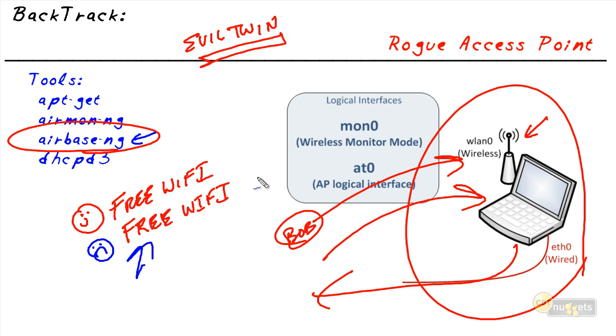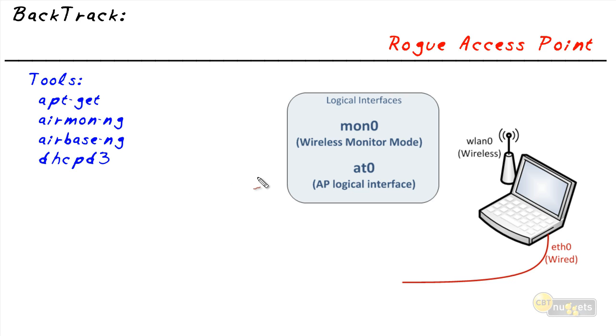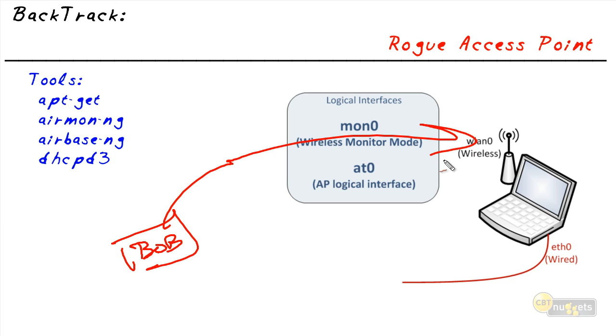The other item is, what if we're at a coffee shop or somewhere else and we want to use a wireless access point? How do we know it's not a rogue one? The answer is you don't. But if this is Bob's computer, here's what we do. We associate with an access point, hopefully not a hacker's, but we associate with the access point. We get access to the internet, and then we build something called a VPN.